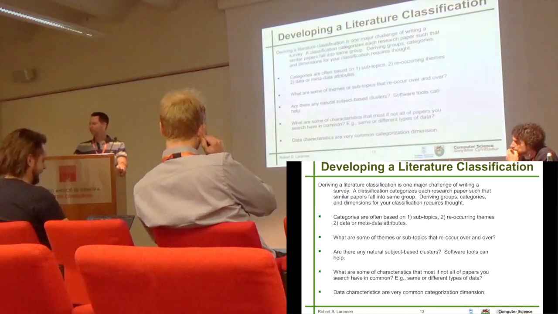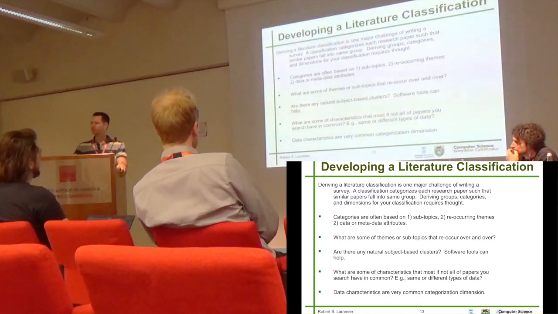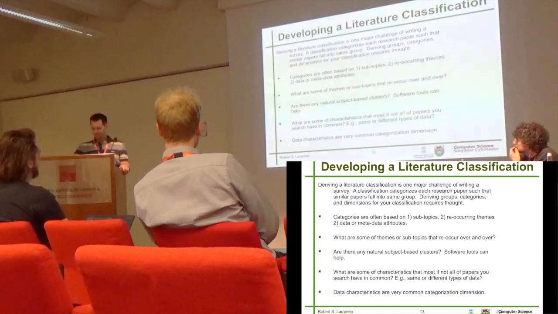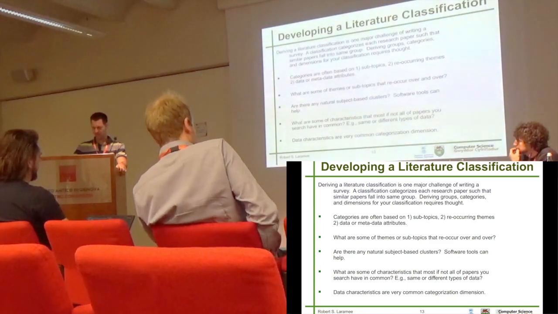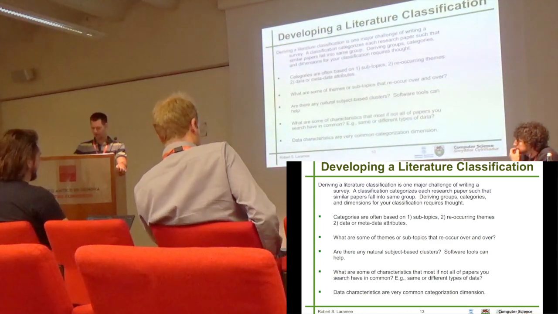And there are software tools that can help you find these subject-based clusters. It doesn't have to be done on a purely manual basis. One's called Surveys, another one's called Mendeley. And then you also look for some characteristics that most of or not all of your papers have in common. For example, are they working on different types of data or the same type of data and so on. So data-centric classifications are very, very common. Data types classifications are very common.